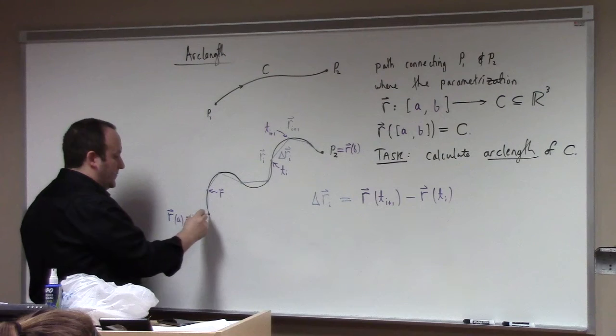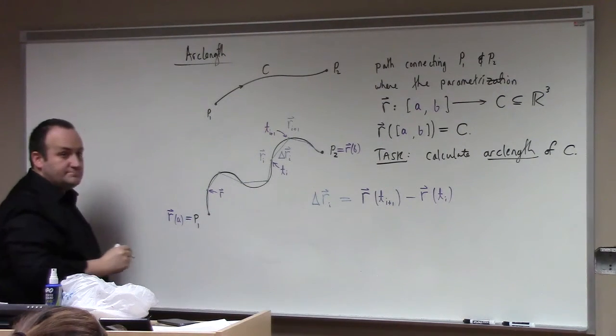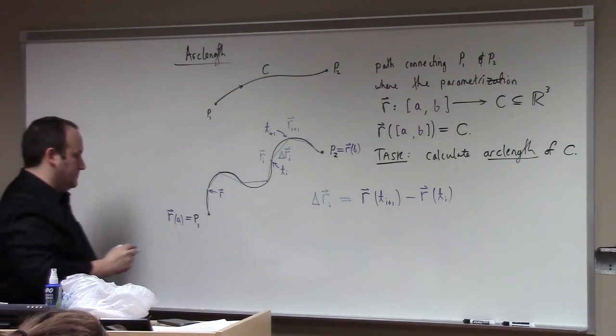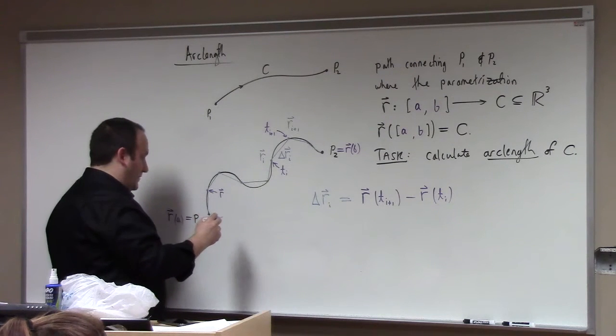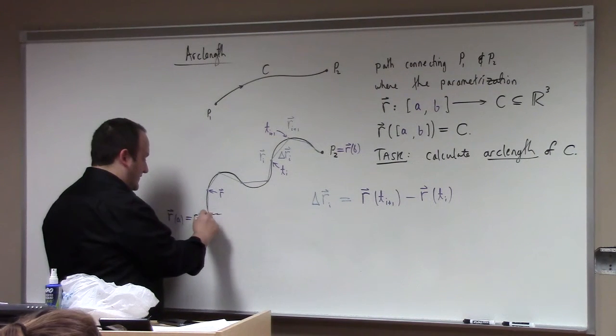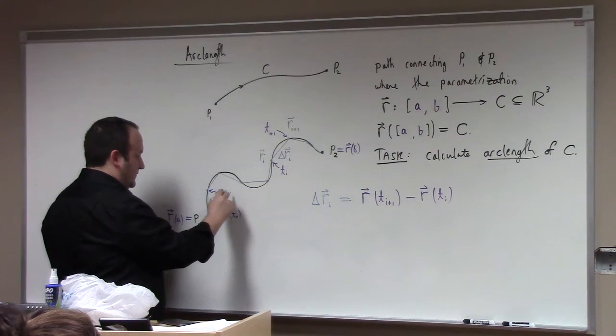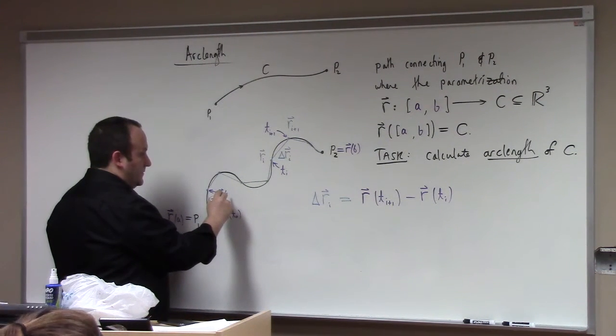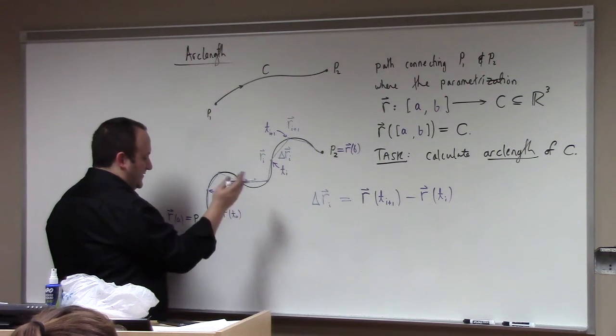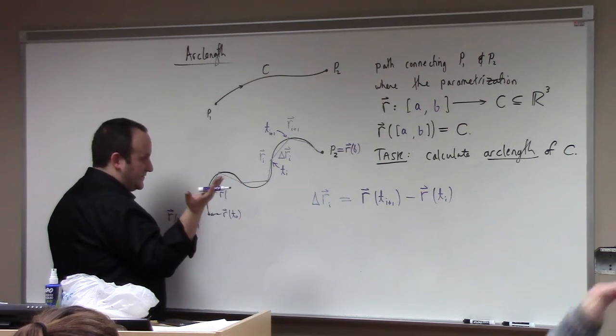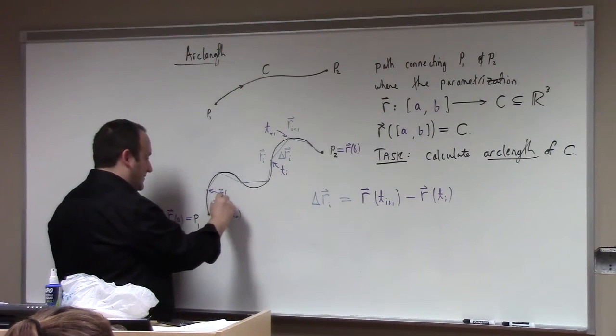where do you want to start the numbering? If I start at 0, that's kind of nice. This would be R of t naught, right? So this would be, I don't know, do you guys want to start numbering at 1 or 0? Choices. Start at 0. All right. This is R of t1.